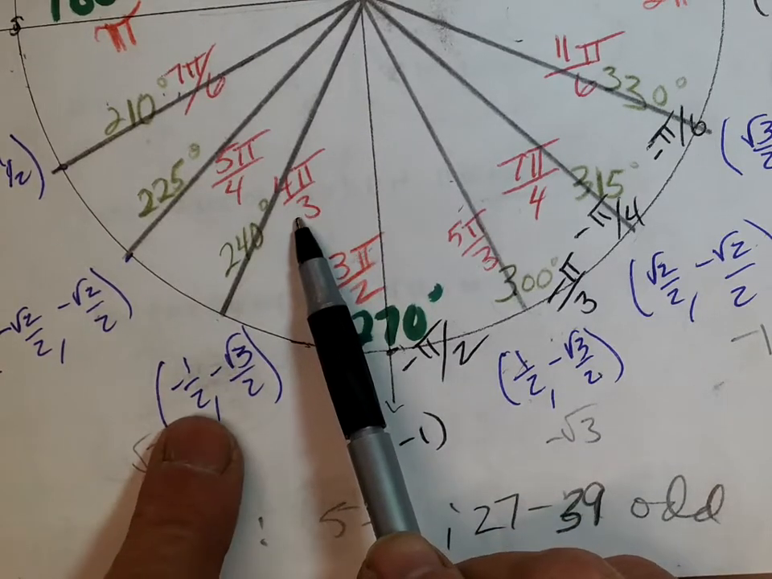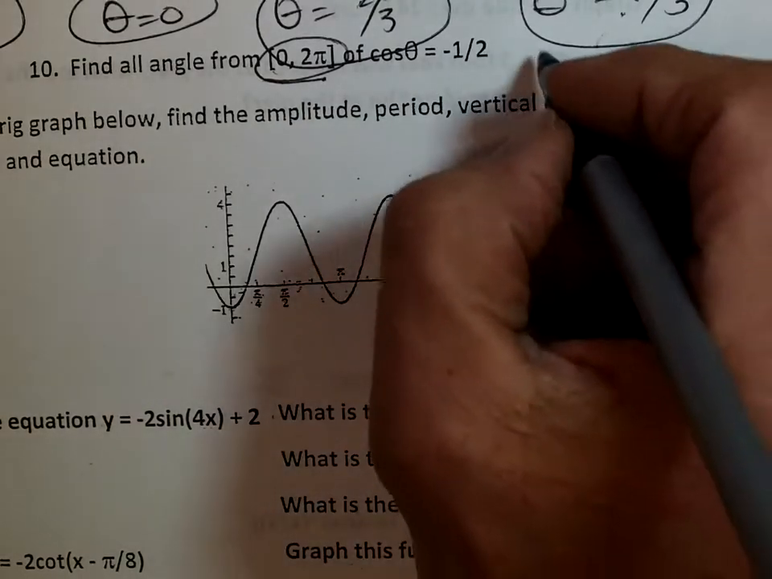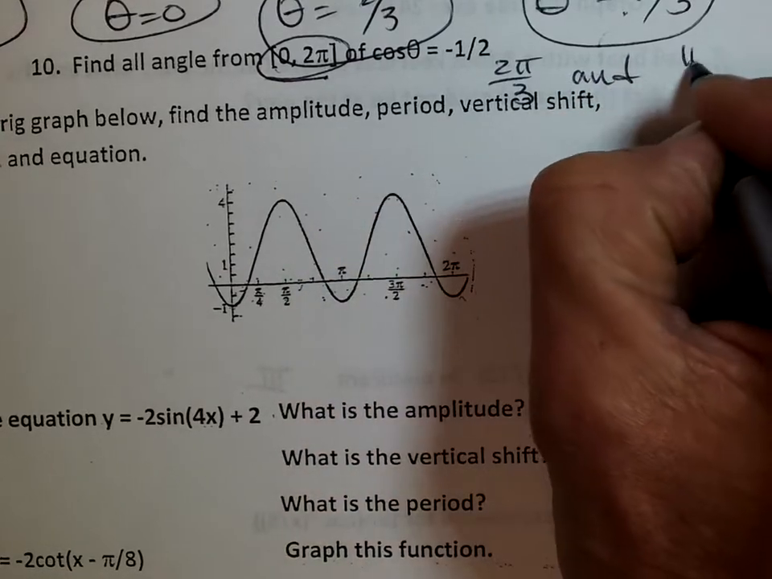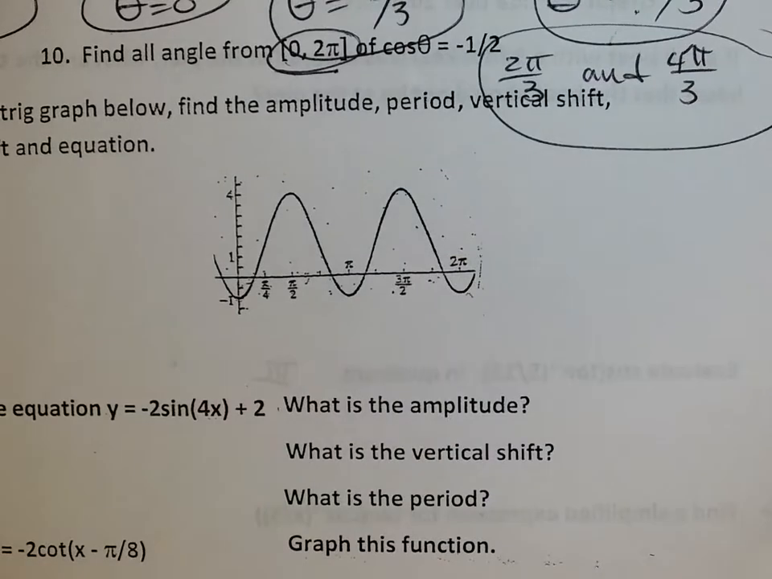Both of them have negative 1/2 at the x value. So I'm going to take both answers. I'm going to say 2 pi thirds and 4 pi thirds, okay? I want both answers. Make sense? So tomorrow if it says between 0 and 2 pi, you can look for the answer on the unit circle. So if it happens twice, give me both, okay?